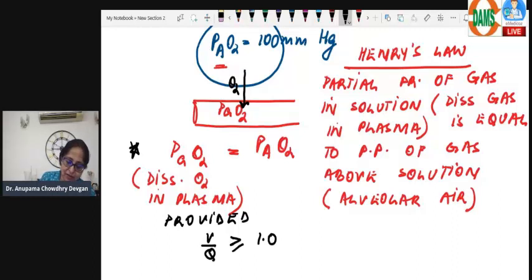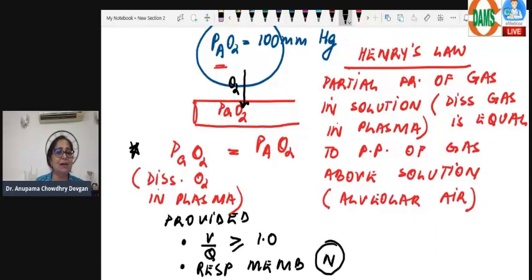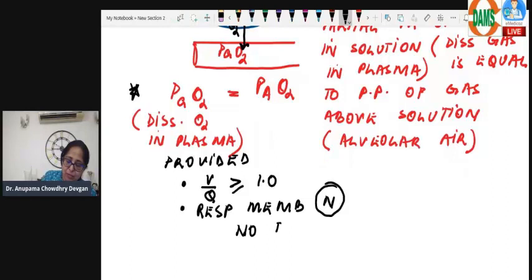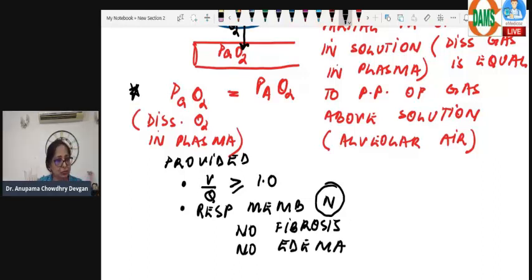Yes, provided the VQ ratio is more than or equal to 1 and provided the thickness of the respiratory membrane is normal. That means there is no fibrosis, no edema. If there is fibrosis or edema, then the exchange will be reduced. Diffusion of gases will reduce. Right? So this is the significance of knowing the alveolar O2. Alveolar O2 will determine the partial pressure of oxygen in the arterial blood. This is because of Henry's law.